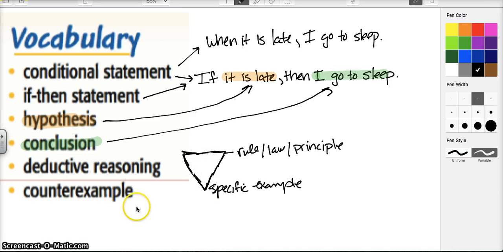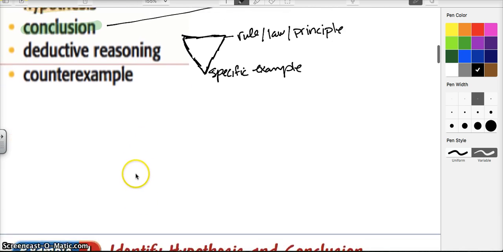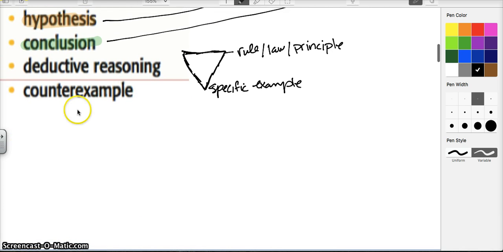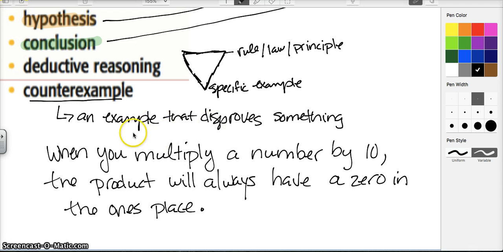The next idea is counterexample, and counterexamples are pretty cool because they kind of remind me of being a lawyer and saying, haha, this isn't true because, and then you come up with the winning argument. And so a counterexample is an example that disproves something. And here's an example. When you multiply a number by 10, the product will always have a 0 in the ones place.